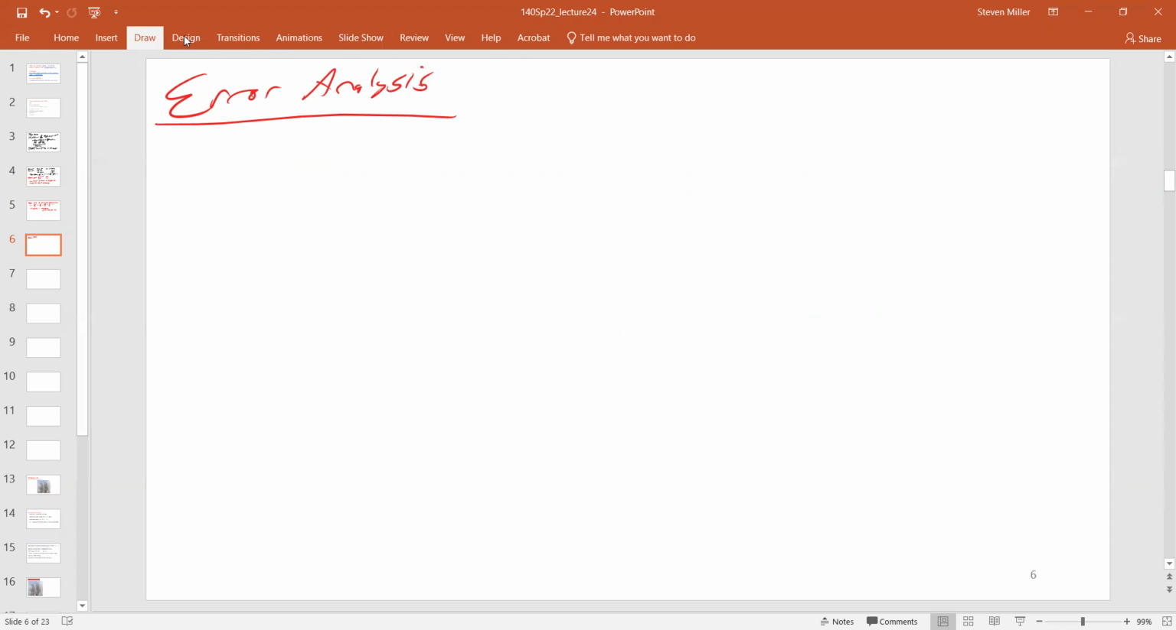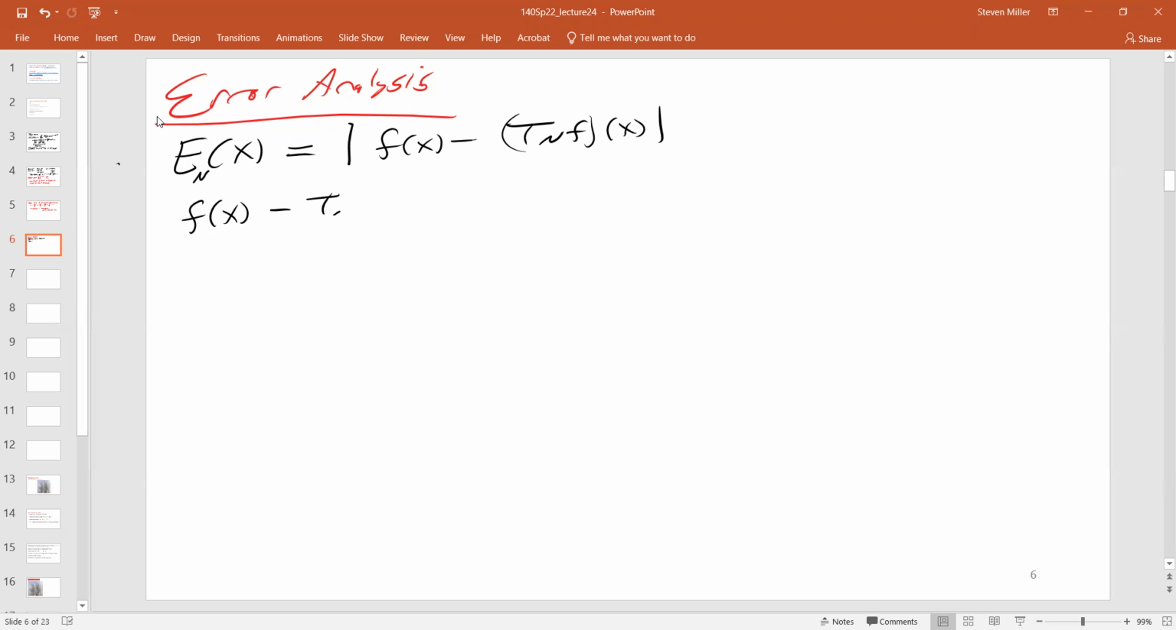So what I want to do is let E_n of x be the absolute value of f of x minus the nth Taylor series at x. I'll put an E sub n to let myself know that this comes from taking n derivatives. I'm going to do things about x equals 0 because it's going to make my life easier. And so I want to study this. So let's look at f of x minus T_n f of x.